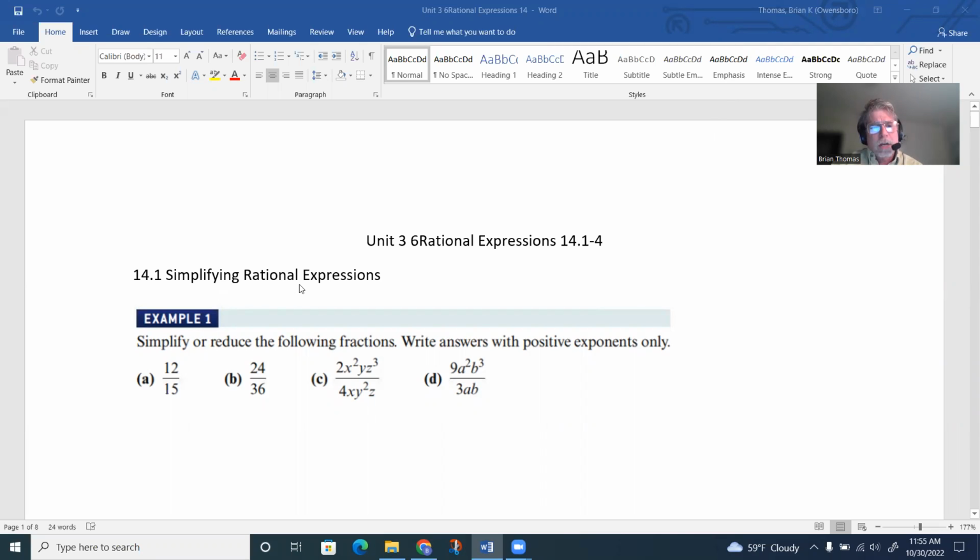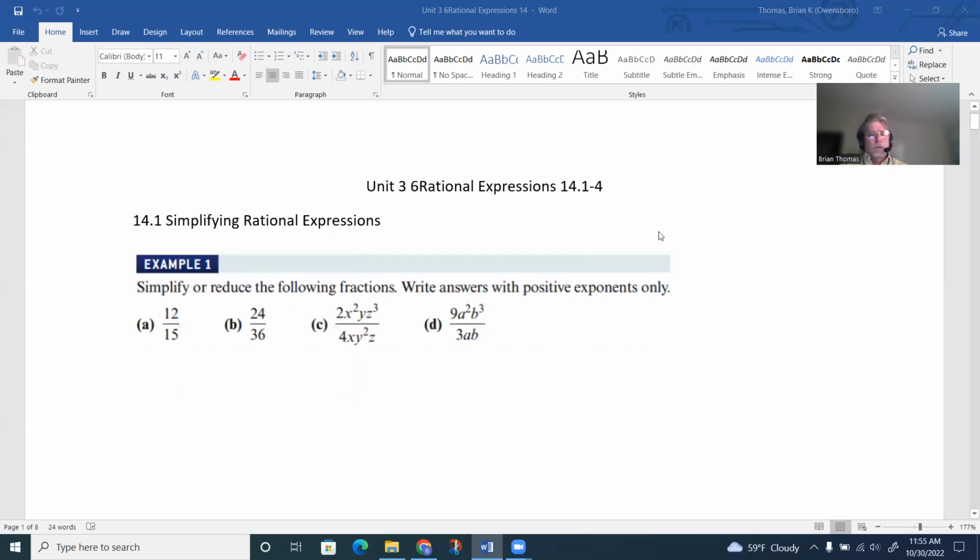Again, rational kind of means we have this numerator and denominator. So in other words, we have division present. Also, we would call these fractions. So if we look at these first examples, simplify or reduce the following fractions, write the answers with positive exponents only. So remember, when it comes to numbers like 12/15, we're just looking for a common factor.